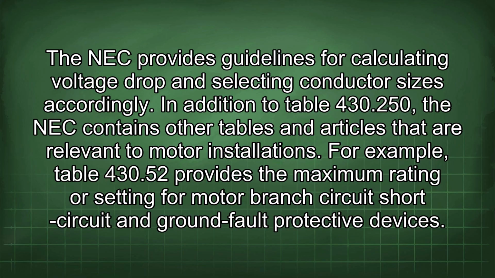In addition to Table 430.250, the NEC contains other tables and articles that are relevant to motor installations. For example, Table 430.52 provides the maximum rating or setting for motor branch circuit, short circuit, and ground fault protective devices.